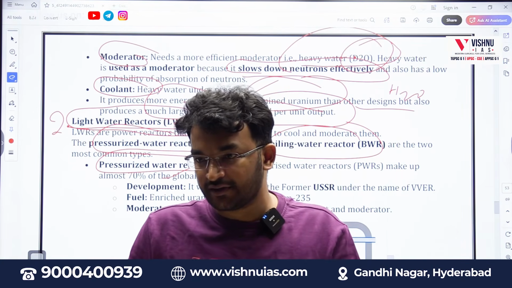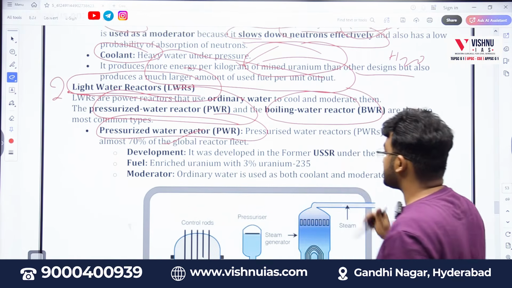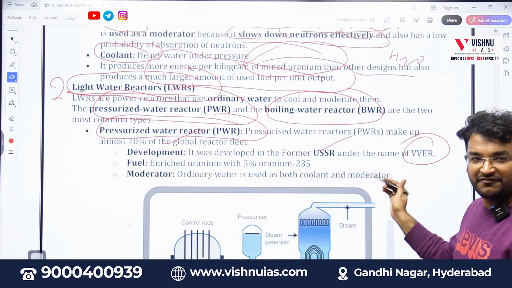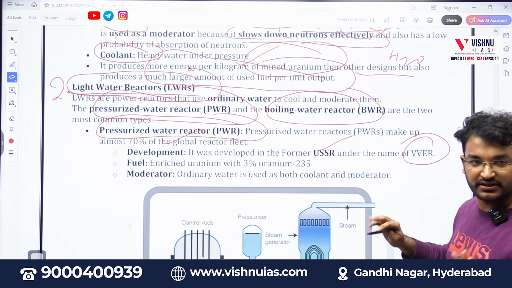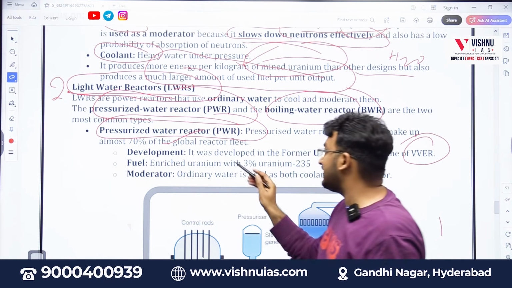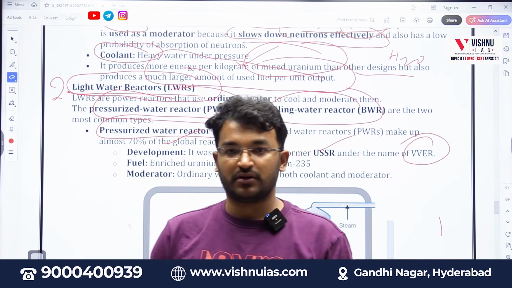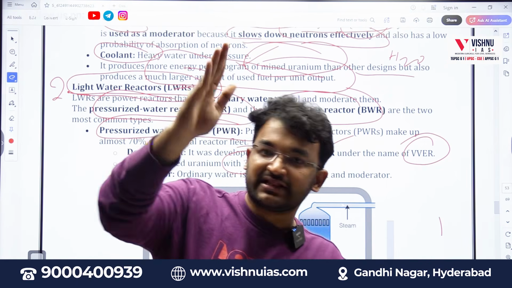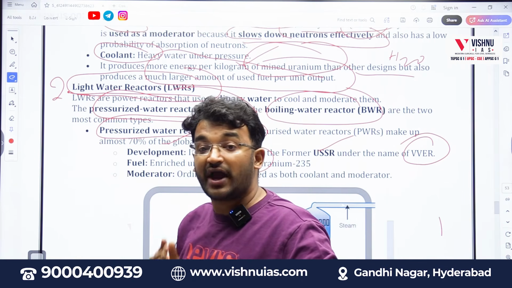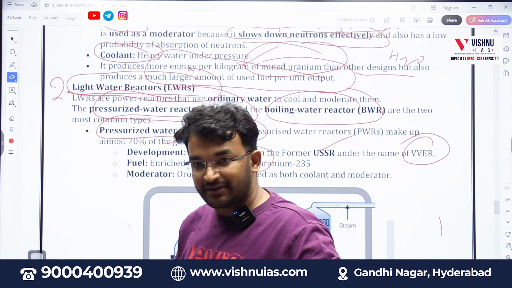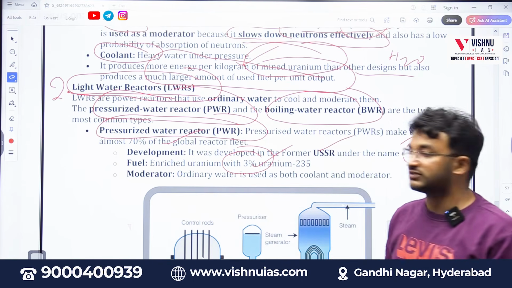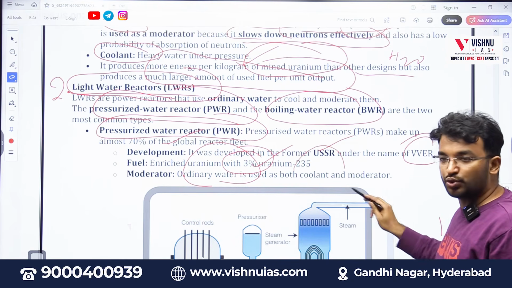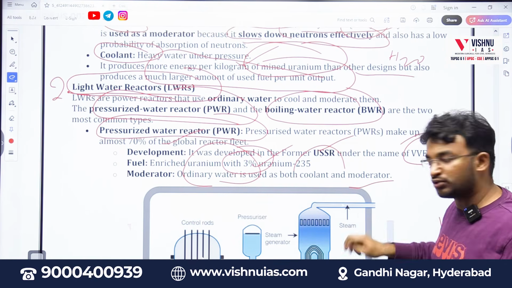India lo matram ledu anukondi. Okay, this is made by USSR and this is also called as VVER. Earlier we had two of these actually, vallu manaki ichindi. Now this is enriched up to 3%. Are you able to understand what is this enrichment now? That means in the pressurized heavy water reactor we are using only 0.7% natural uranium. Here we had enriched this up to 3%, and as the moderator we will be using the ordinary water as both coolant and moderator. Coolant, moderator both are ordinary water.